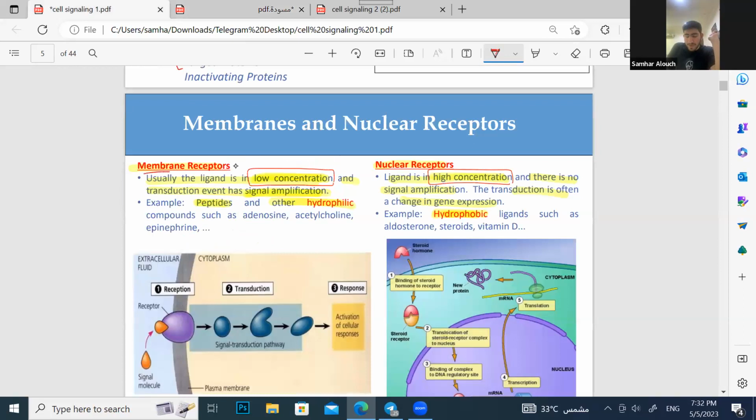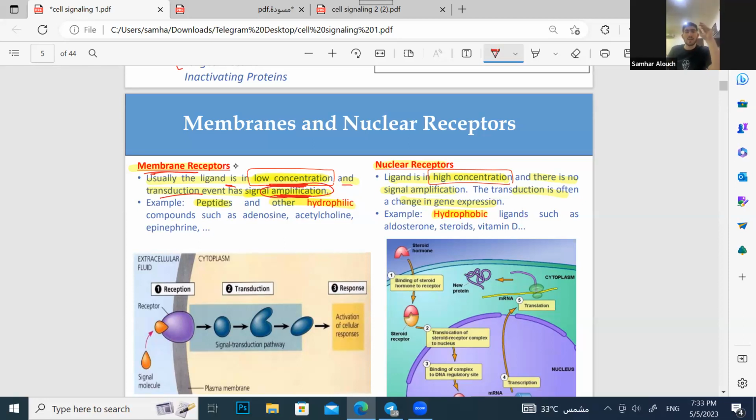And so for the membrane receptors, usually the ligand is at low concentration. Why? Because, as I said, mostly membrane receptors use the other type of signaling, which is the cascade, which has amplification. So low concentration actually causes a big response. Usually the ligand is low in concentration, and the transduction event has signal amplification. So we must memorize that for membrane receptors, a low concentration of ligands can actually cause a big response. Why? Because they depend on the signal amplification.